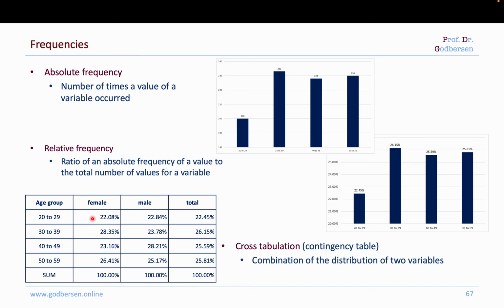Now we can say 22.08% of all female participants are in the age bracket 20 to 29. 28.35% of all female participants are in the bracket of 30 to 39, and so forth. The same, of course, for the male participants. Of them, 22.84% are in the age of 20 to 29, 23.78% are of the age of 30 to 39.